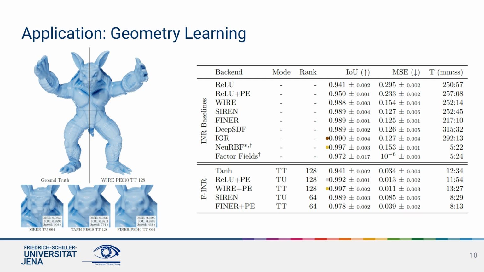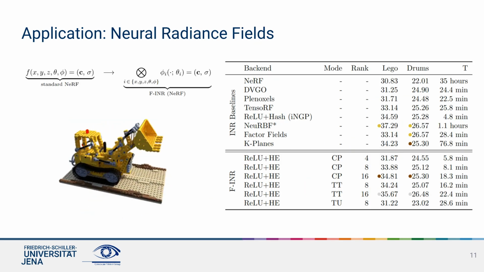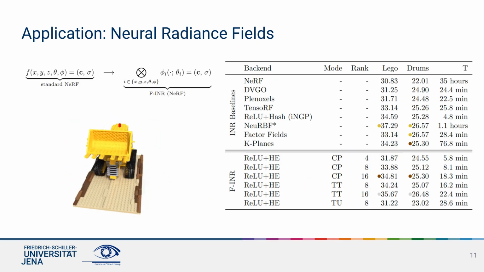Moving on to geometry signed distance function learning, we observe similar results. Both speed up and gain in intersection over union for FINR models compared to their monolithic counterparts and also other baseline. We also show here neural radiance fields.